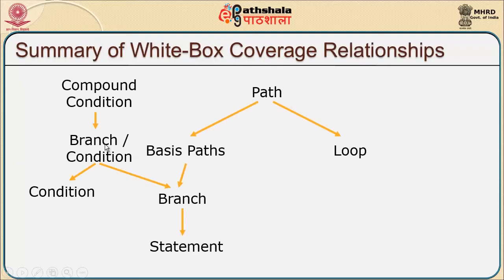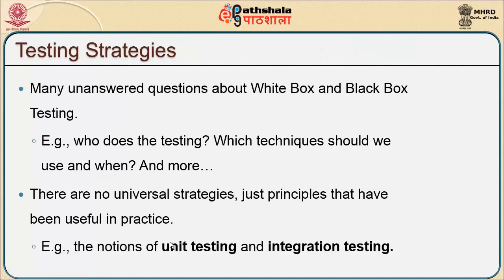As an overall statement on the white box relationship, we have looked initially at the paths as basis paths and loops. From the basis path we have arrived at branches, and we have also looked at compound conditions. Through compound conditions, which means we are including branch and conditions, or from the branch, we generally derive statements. From this, we also try to understand the various strategies associated with testing.